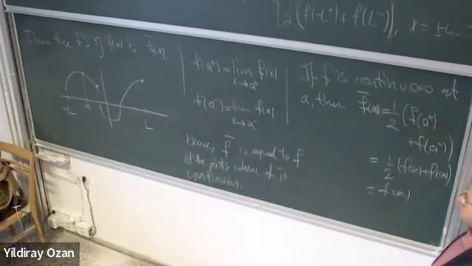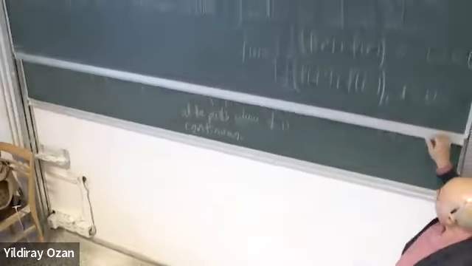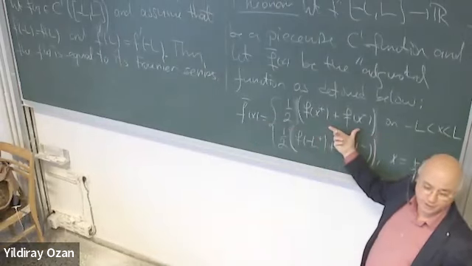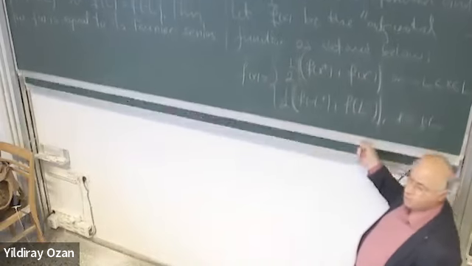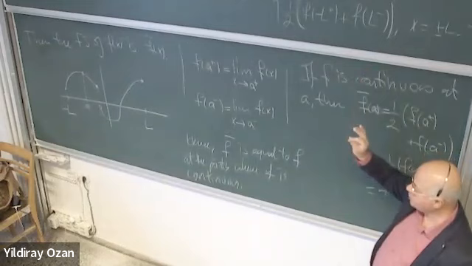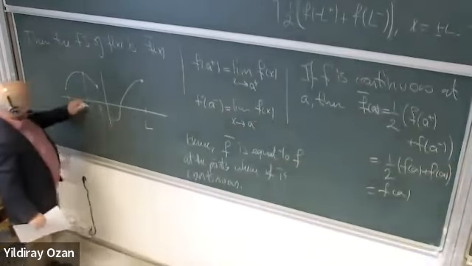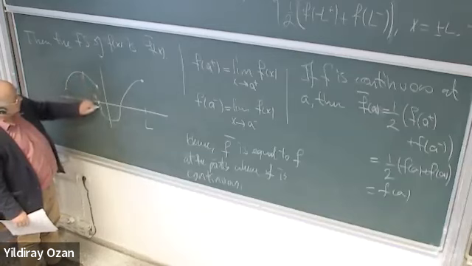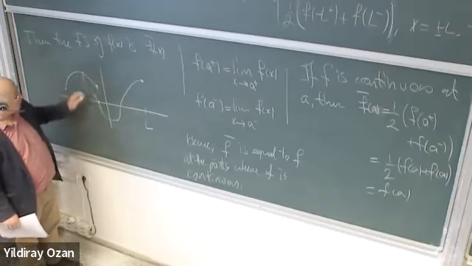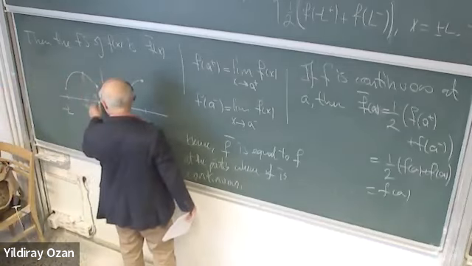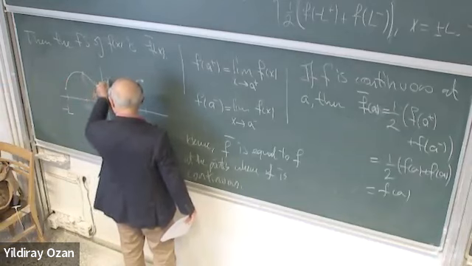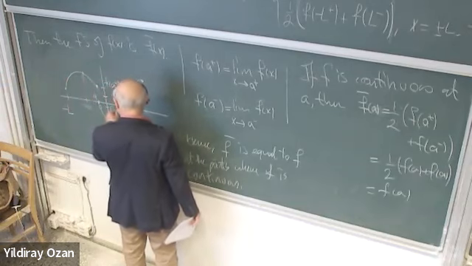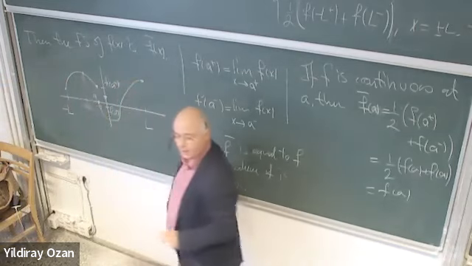And at the points where it is not continuous, what is that? If these are not the same, then the value of this function is just the arithmetic mean of the left and right limits. So if the function is not continuous at, let's say, the point A, left limit and right limit are not the same. Our adjusted function takes the arithmetic mean of these two values. This is f a minus, this is f a plus, and this is the arithmetic mean of these numbers.